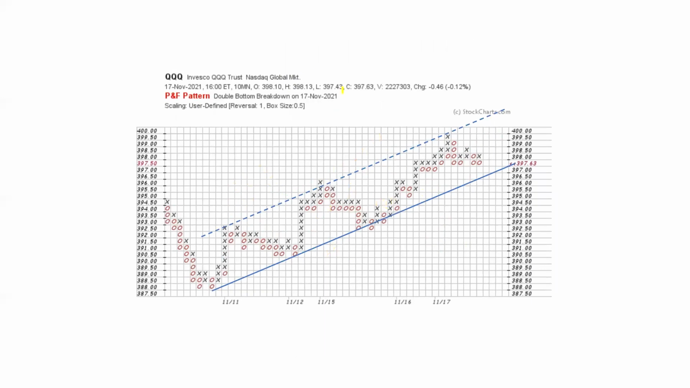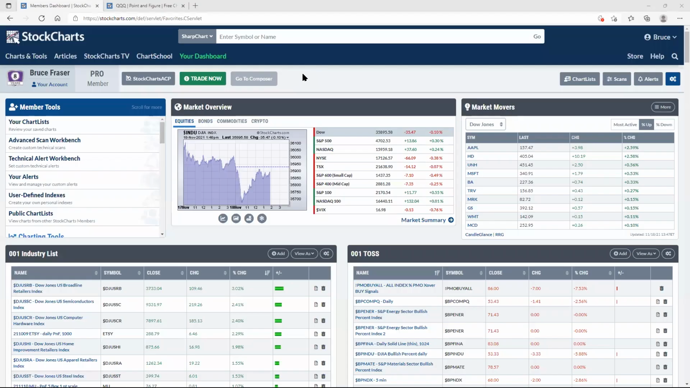Now in the Qs, this is one box reversal, 10-minute. So we're going to go now to our intraday. And so let's get to work on that. I'm going to come back to this chart and we'll look at it after we see how to construct intraday point and figure. Intraday charting, it's certainly one of my favorites.